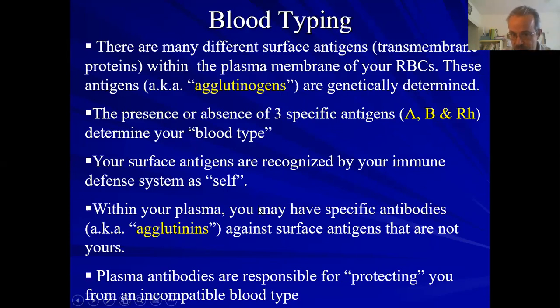So we've got these proteins or antigens on the surface of our red blood cells. And in our plasma, we have antibodies that are targeted towards proteins that we don't have. So for example, if you have type A blood, you have antibodies that would attack type B. If you have type B blood, you have antibodies that would attack type A. This is a way of protecting you from an incompatible blood type.